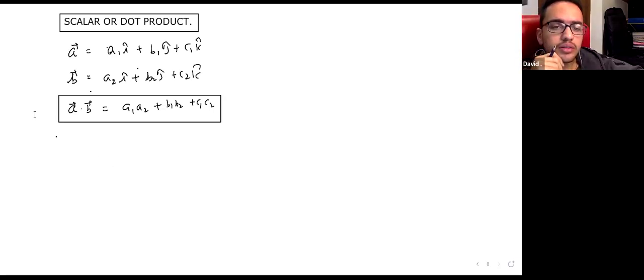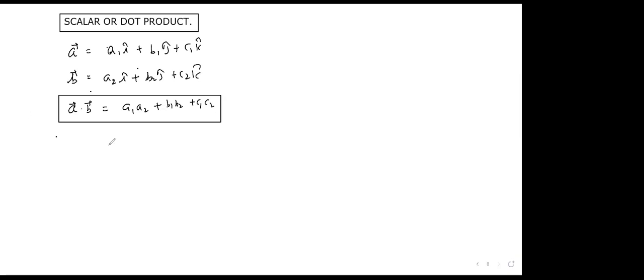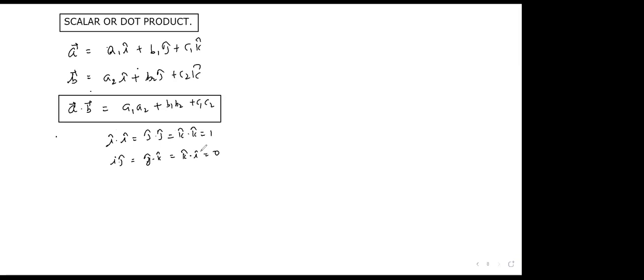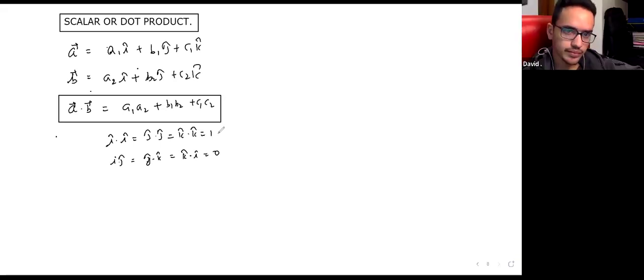Why? Because there is a property that i dot i, j dot j, k dot k equals 1, but i dot j, j dot k, and k dot i are all 0. That's why we simply get A1 A2 plus B1 B2 plus C1 C2. Got it.